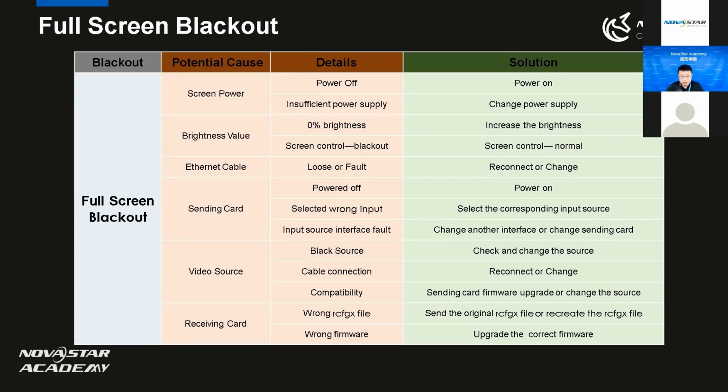After screen power, we have to check the brightness value, because for a NovaStar controller, you may turn the brightness to 0, or in the NovaStar controller there is a mode, a blackout. So you can try to change the screen control to normal mode to see if the screen is working well.